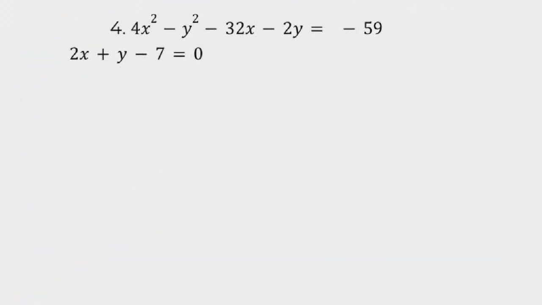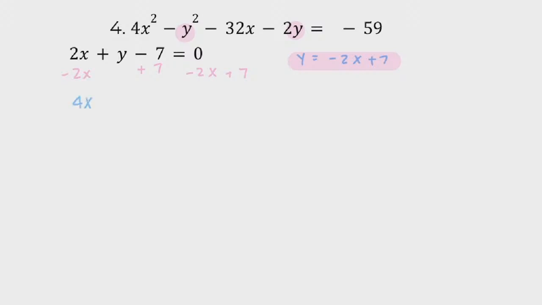Okay, number 4, we have a long equation. So first I'm going to solve for y in the second equation. So I'm going to add 7 and subtract 2x on both sides. So then I'll get y equals negative 2x plus 7. And I'm going to plug this in for all of the y's in the first equation.